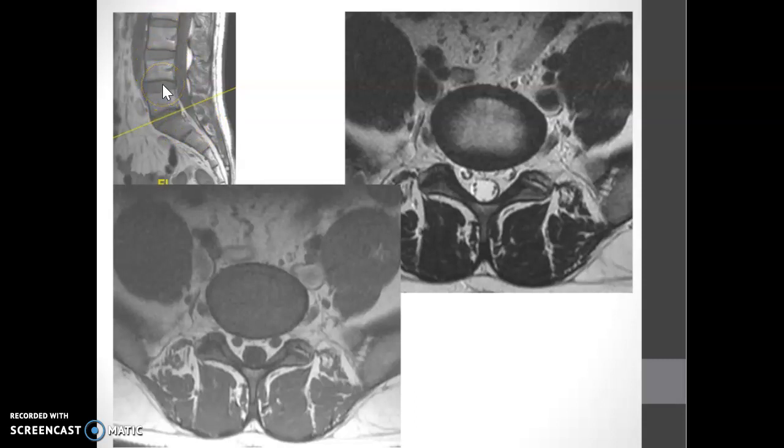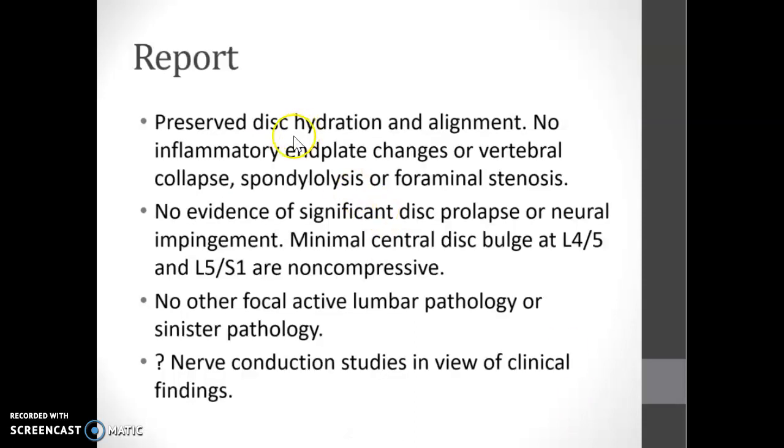So what impact does that have clinically when you're managing your patient? This would have been reported as normal with the loss of the lumbar lordosis, so there's nothing there that you would want to do anything with. If we actually look at the report: preserved disc hydration and alignment, no inflammatory endplate changes or vertebral collapse, or spondylosis or foraminal stenosis. No evidence of significant disc prolapse or any neural impingement. So minimal central disc bulge at L4, L5 and L5 S1.